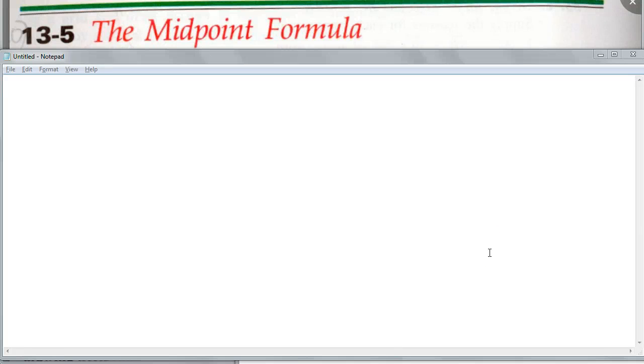Alright, so today we're going to talk about the midpoint formula. And today we're going to do things a little bit differently. I'm going to give you the formula, and then we're going to do some examples, then come back to why we get this formula. Is that okay?